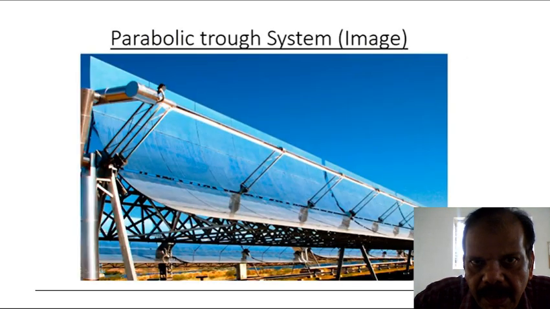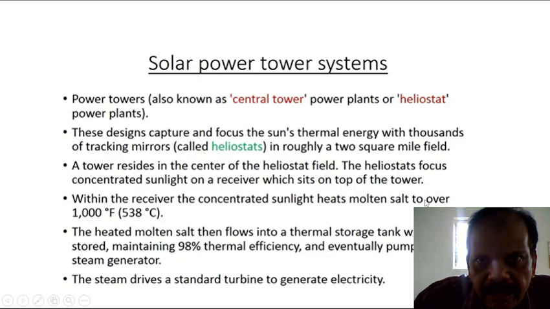So this is an image of the parabolic trough system as installed at some site, where we can see the axis fitted with the tube through which the working fluid is flowing, and the sun's rays are collected and concentrated on this axis to heat the medium.